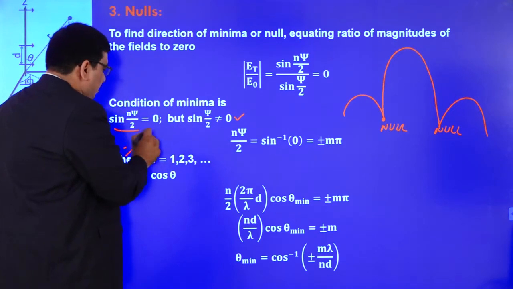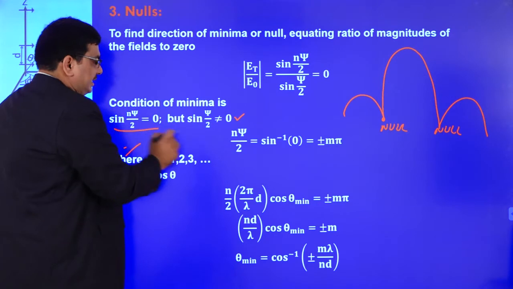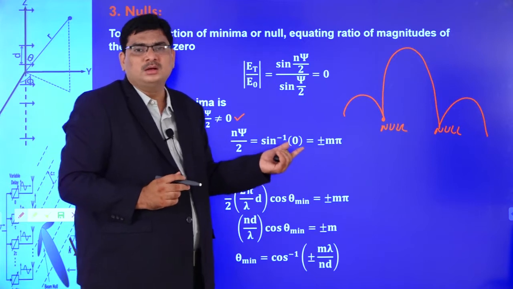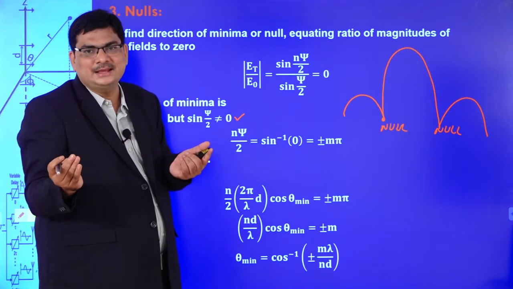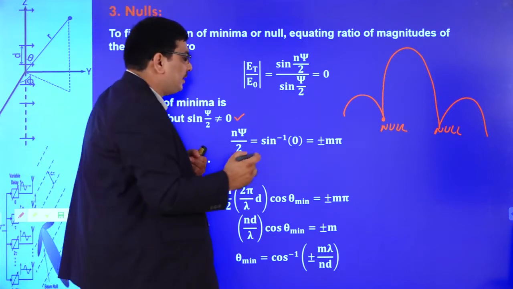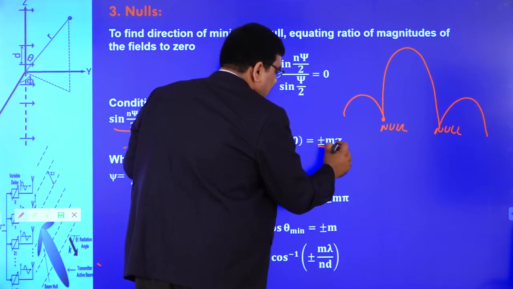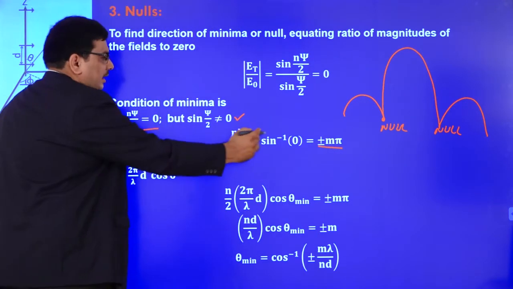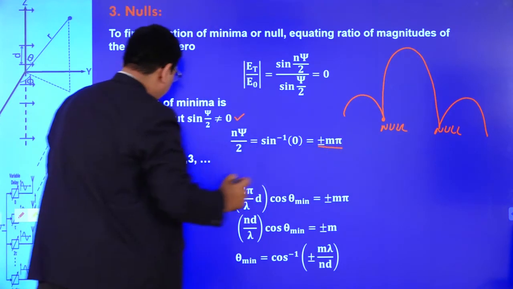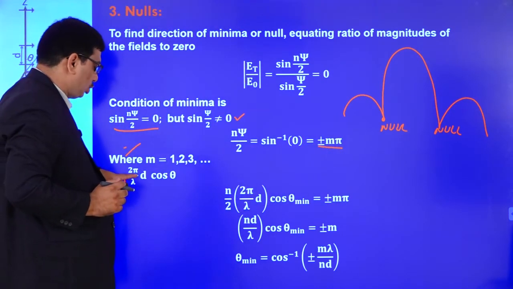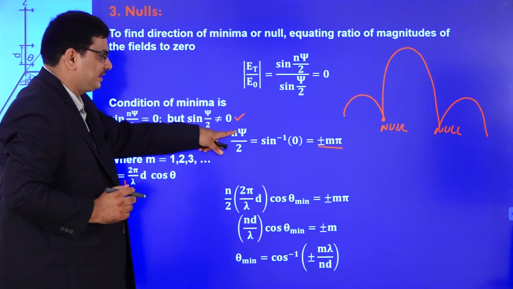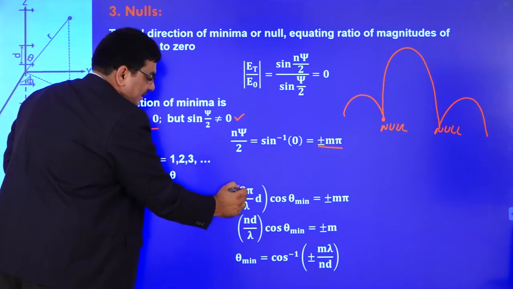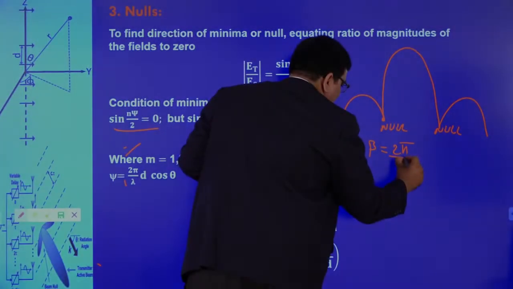From this equation, n psi by 2 is equal to sin inverse of 0. When we take sin inverse of 0, it is 0 or 180 or 360 degrees. So that's why this becomes plus or minus m pi, where m is equal to 1, 2 or 3. You substitute psi equal to beta d cos theta in this expression. So this expression becomes n by 2 into beta, and we know beta is 2 pi by lambda.